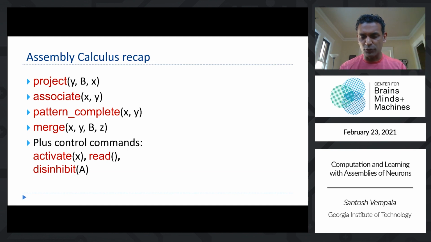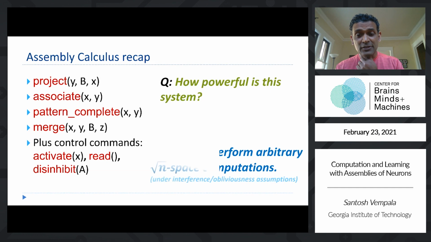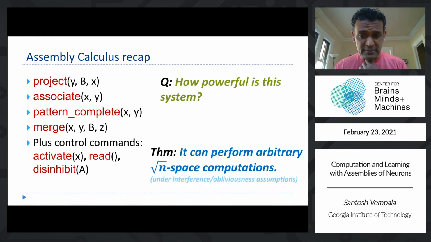These connections are not going to change at the moment. And you could ask, with this setup, how powerful is this system? It turns out that you can actually perform arbitrary Turing computations. So whatever a Turing machine can do in root n space, square root n space, you can do with a constant number, 5 regions, each with n neurons.